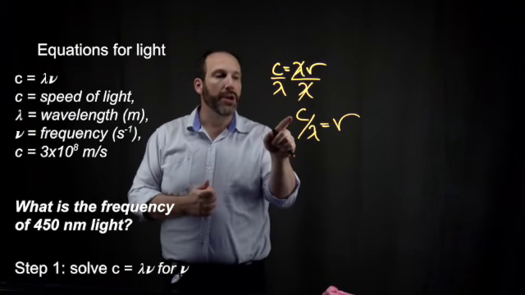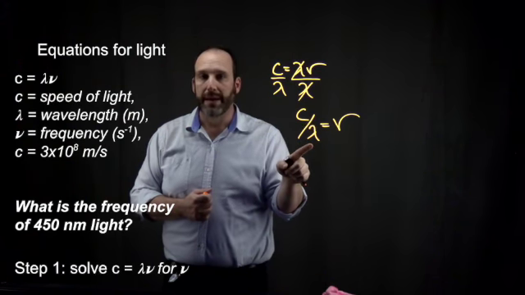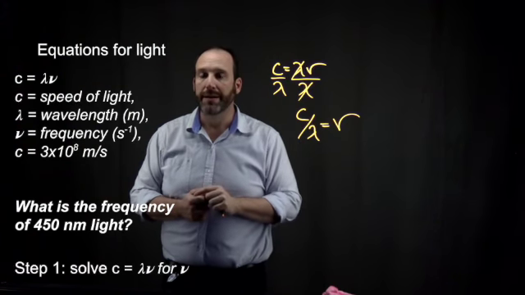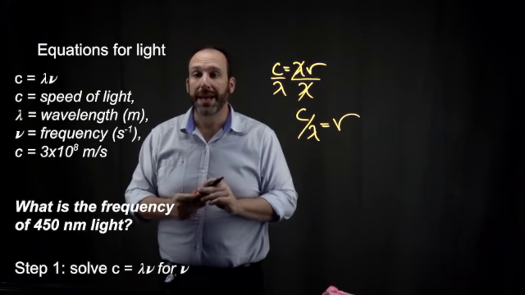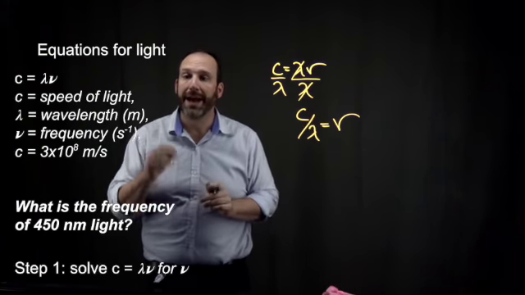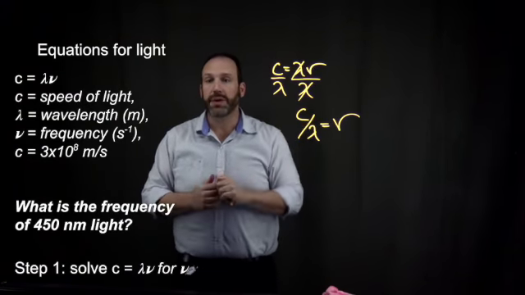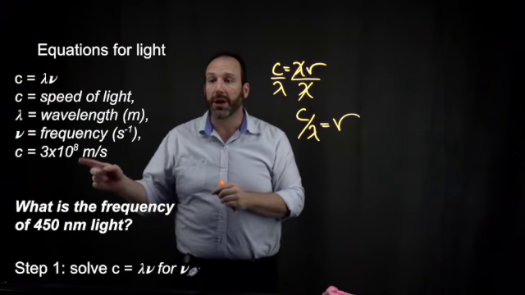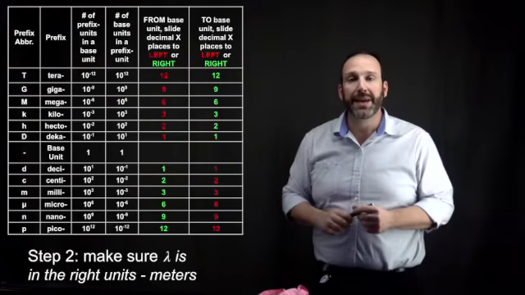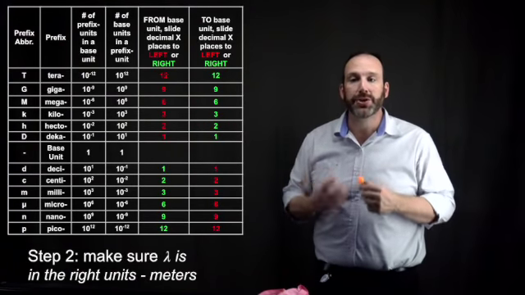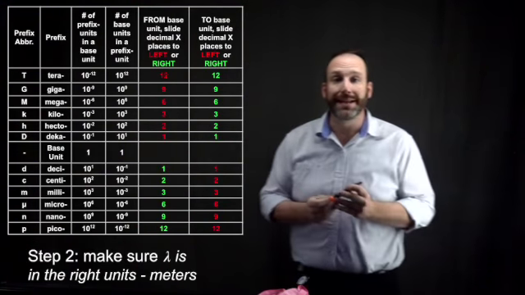Right? And so if I know the speed of light, which of course I do, it's constant, and I know wavelength, I can calculate frequency. Right? So I know my equation, and so now I just need to plug those values in. But of course, before I do that, I need to remember that the units for wavelength that I want to use in this equation is going to be meters, because speed of light is in meters per second. All right, so the next step here is that I need to make sure that lambda is in the right units, and that units that I'm looking for is meters.